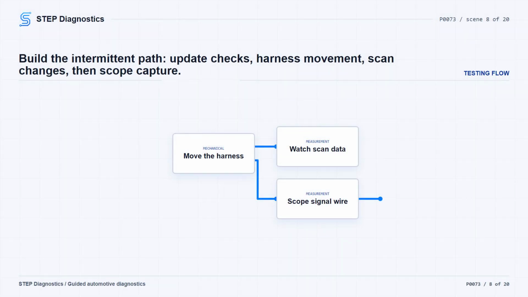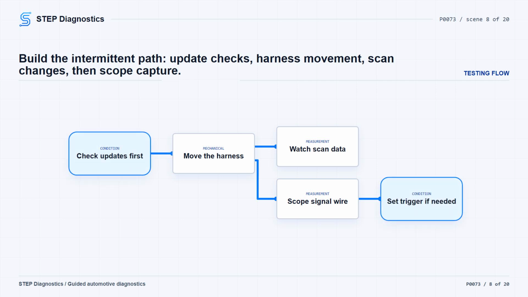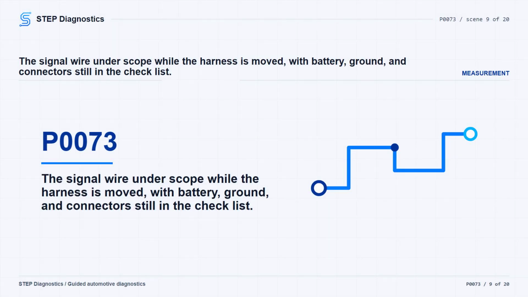For an intermittent P0073, check for related flash updates and bulletins before going further. If none apply, wiggle test the harnesses that carry this circuit while watching for the code to become active or for the scan data to change. The preferred method is to put a scope on the temperature sensor signal circuit and watch the pattern while moving the harness. If you cannot watch the scope live during the wiggle test, set a trigger to catch the fault.